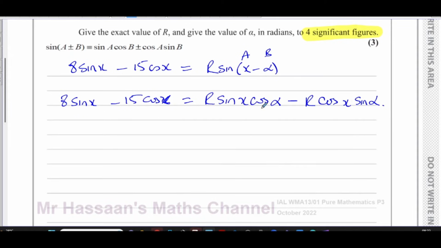Okay, so now we want to express this in that form. What I'm going to do now is try to find out what r is and what alpha is by comparing these two. So that's how we deal with it.